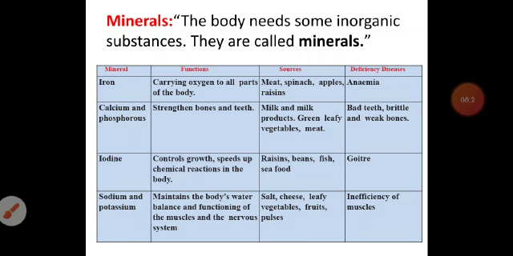Next mineral is sodium and potassium. Its functions are it maintains the body's water balance and functioning of the muscles and nervous system. We get sodium and potassium from salt, cheese, leafy vegetables, fruits and pulses. If there is less amount of sodium in your body, you will have to face inefficiency of muscles. It means your muscles will not work efficiently.